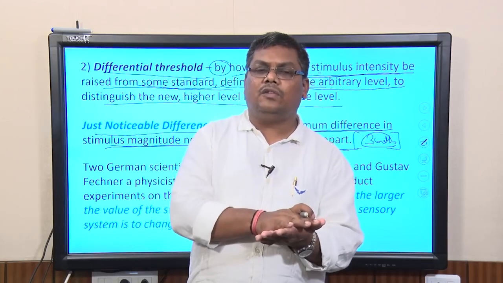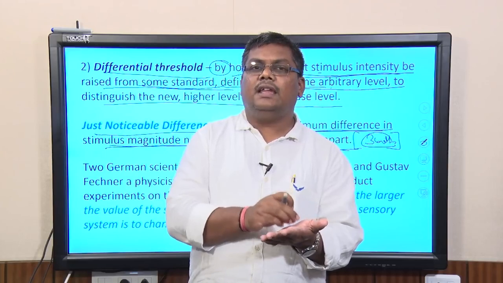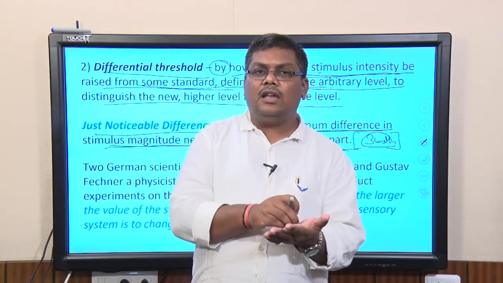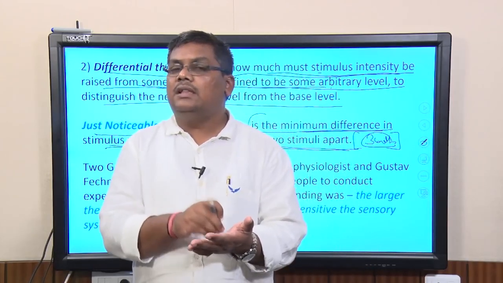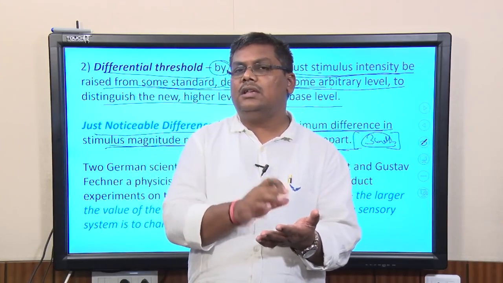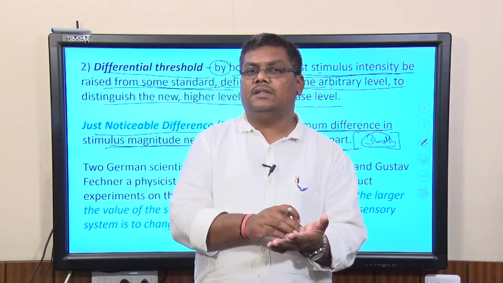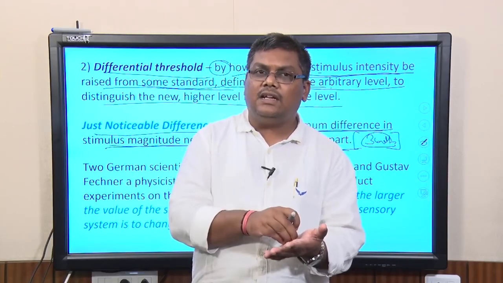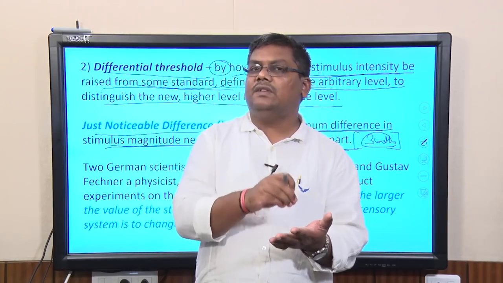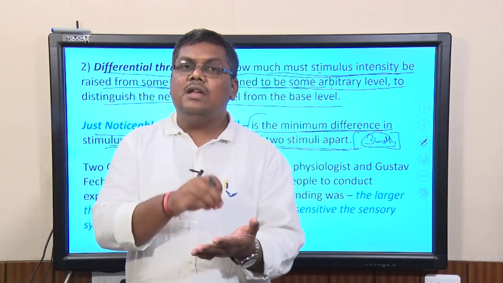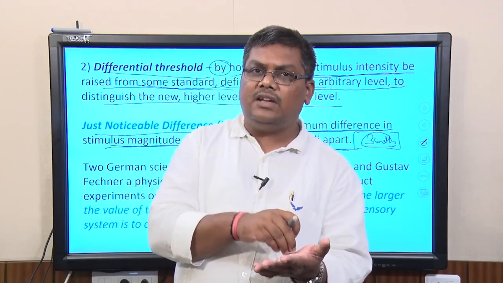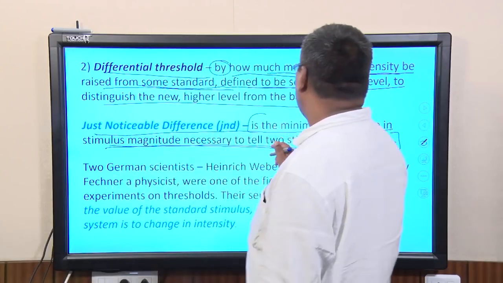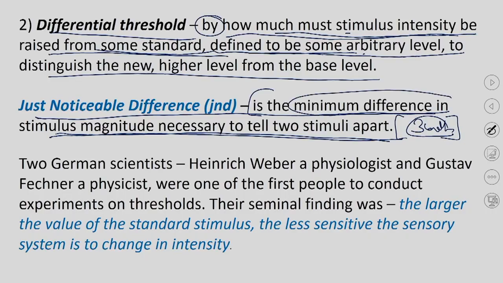So, if you have a 50 gram weight in your hand, and I give you a 51 gram weight, and you are still not able to tell whether it is different from the 50 gram weight, then that is not the just noticeable difference. The weight at which you say that the standard 50 gram weight is different, for example, let's say 55 gram, is the differential threshold or the just noticeable difference. This is the minimum difference in stimulus magnitude necessary to tell two stimuli apart.